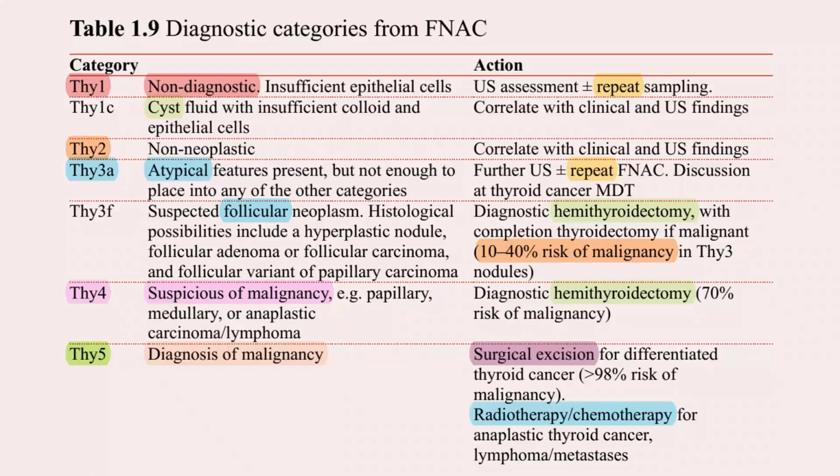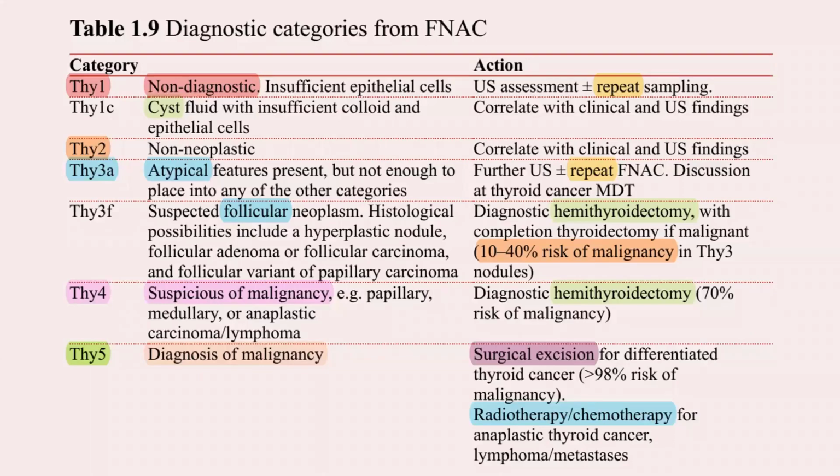Psi 3A, this is atypical feature present, and we should repeat fine needle aspiration cytology. Psi 3F, as I mentioned, it is a follicular neoplasia, not follicular adenoma, not follicular carcinoma. This is a follicular neoplasia, and in this situation, we should go to hemithyroidectomy. Psi 4, this is a suspicion of malignancy, and we should go to hemithyroidectomy because the risk of malignancy is about 70%.